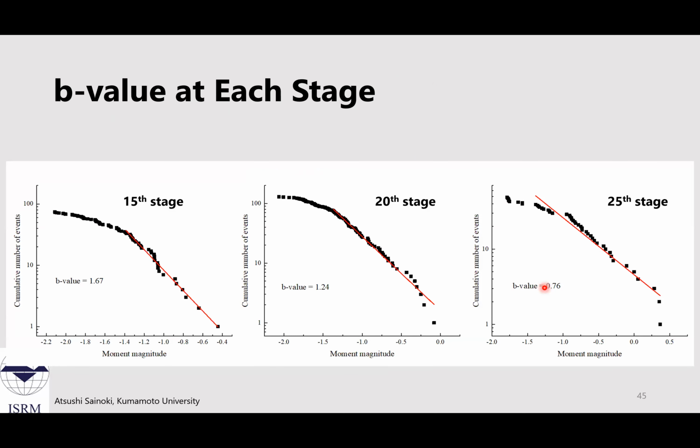To verify this postulation, b-values were computed for each stage. As can be seen from these figures, b-values decrease with the increase in the stage. Specifically, the b-value at the 15th stage is 1.67, which decreases to 0.76 at the 25th stage, where the seismic moment takes the maximum value.